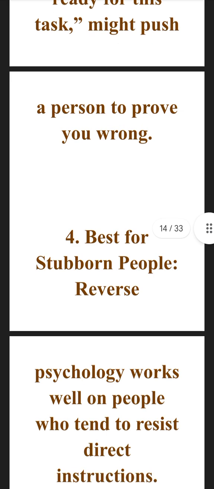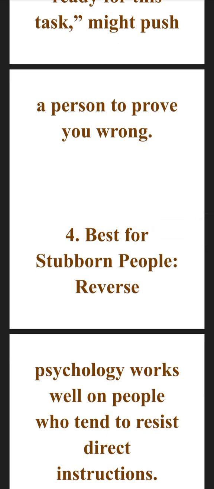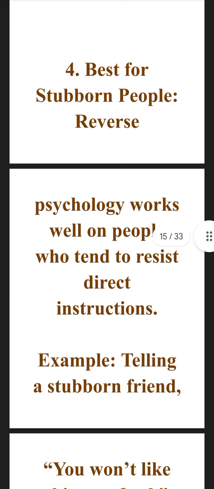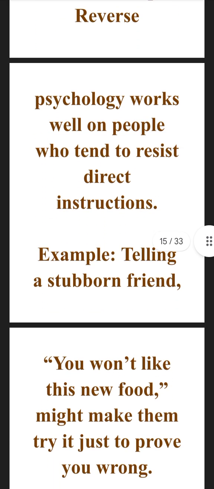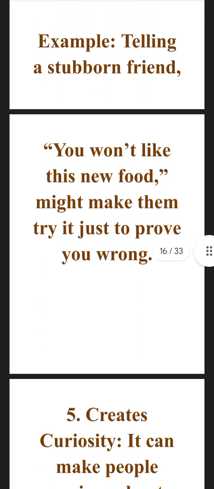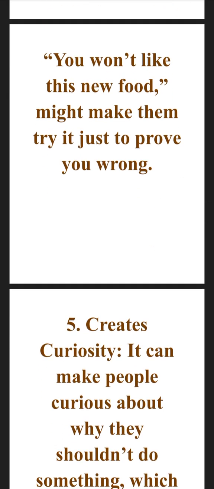Another point, it is best for stubborn people. Reverse psychology works well on people who tend to resist direct instructions, who rebel on every action, who always resist. For example, telling a stubborn friend you won't like this new food might make them try it just to prove you wrong, because of the resistance or rebellion, or to prove themselves.